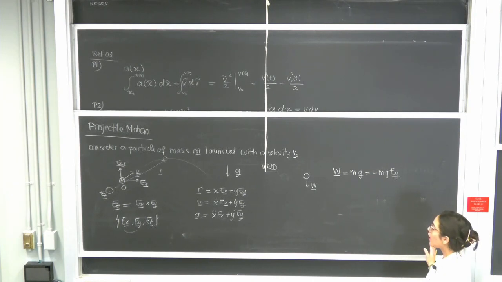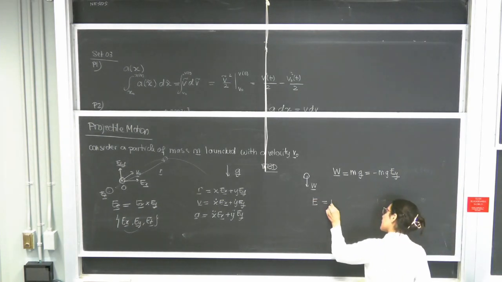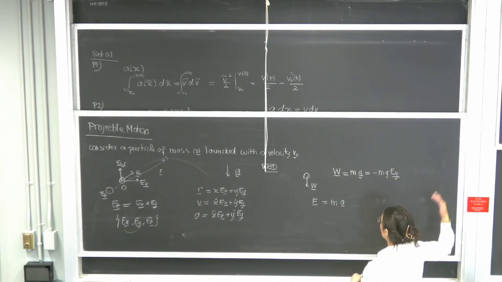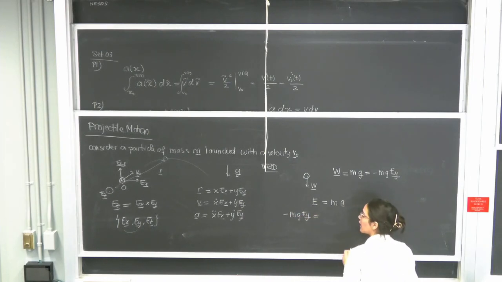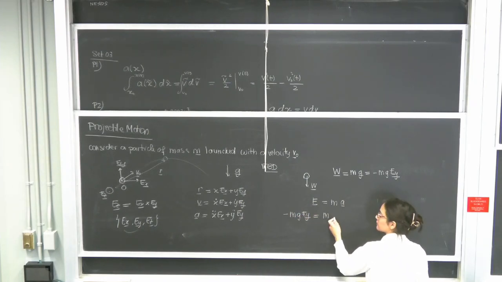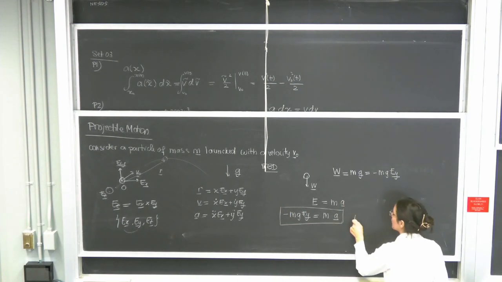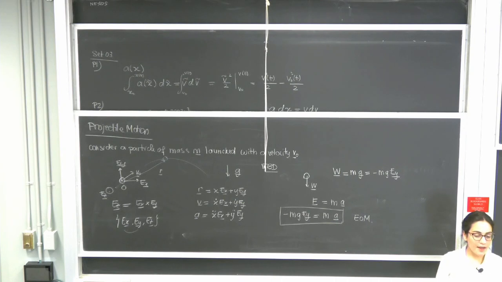I have the free body diagram. Now I'll do step 3, and I'll write the balance law. Very important. I'll write the vector equation for the balance law. F is the sum of forces, so I'll copy all the forces from my free body diagram. Minus mg ey is equal to ma. And that's my equation of motion. That's a vector equation in 2 dimensions.